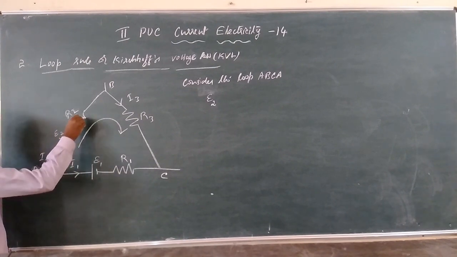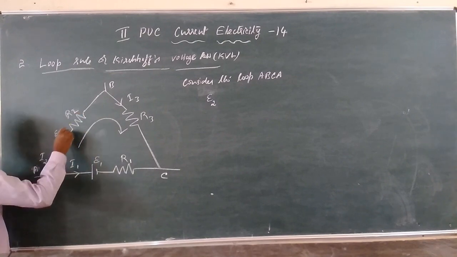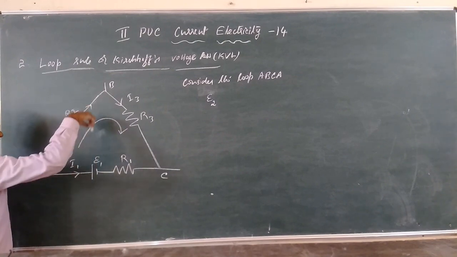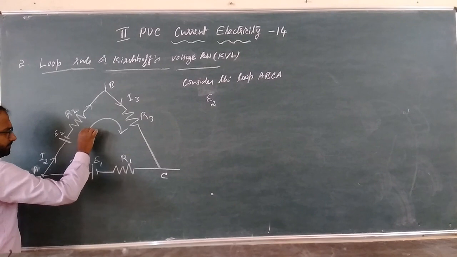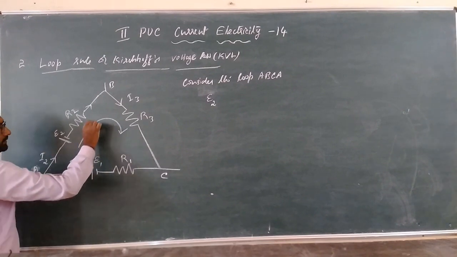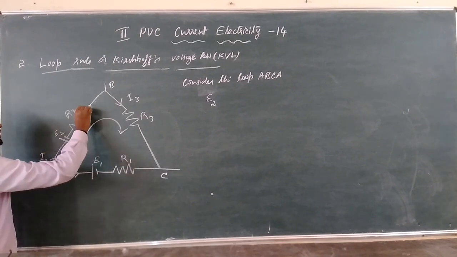So current flowing through this particular resistor is in this particular direction, right? That is along the direction of traverse.